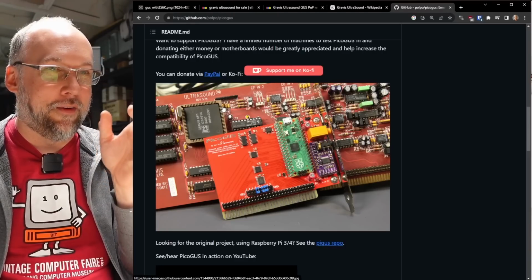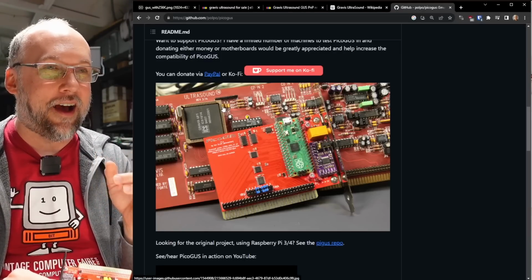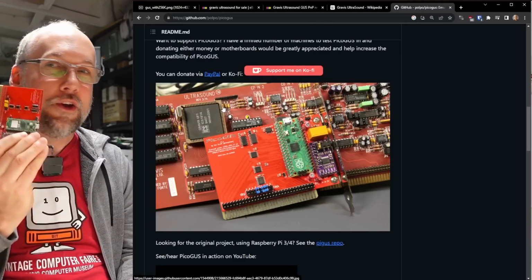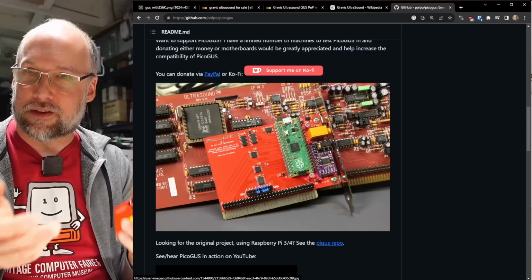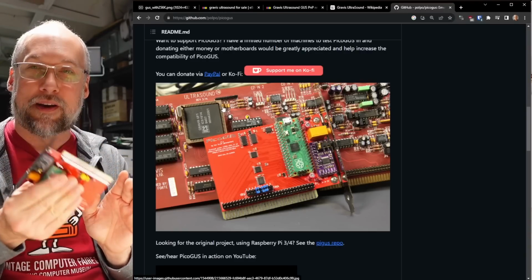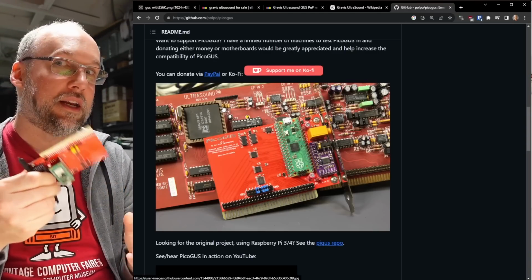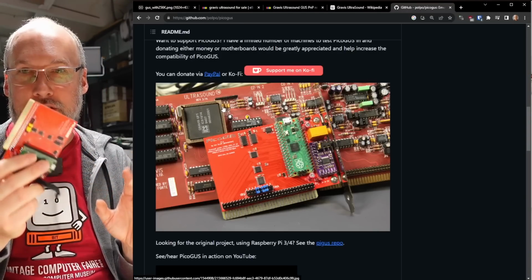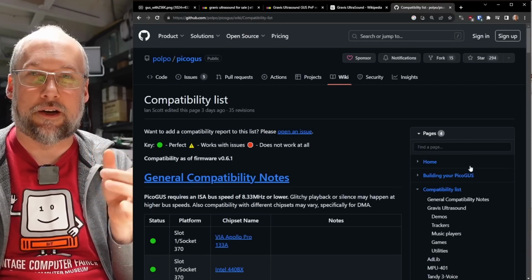Back on the repo, we have a picture of the PicoGUS versus the Ultrasound. And I'm pretty sure that Ian does have an actual Ultrasound, which allows him to compare the actual sound output of this card versus the Ultrasound. Because of course, it is software emulation that's happening on here, but your PC doesn't know that. The DOS program doesn't know that. But if there's any kind of bugs in the emulation layer, then you're going to have some issues with the compatibility. Which brings us to the compatibility list here on the GitHub repo.